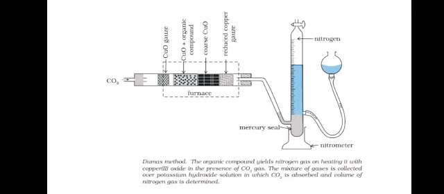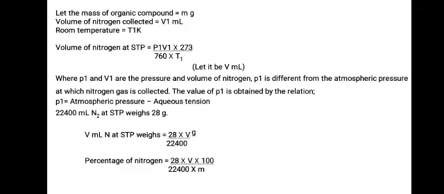This is the diagram. See here, this organic compound yields nitrogen gas on heating it with copper oxide in the presence of carbon dioxide. This mixture of gases is collected over potassium hydroxide solution, and this potassium hydroxide solution absorbs the carbon dioxide, and in this way the volume of the nitrogen will be estimated. If the organic compound is present as m gram, the volume of nitrogen collected we take as V1 milliliter, and room temperature is supposed to be T1 Kelvin.